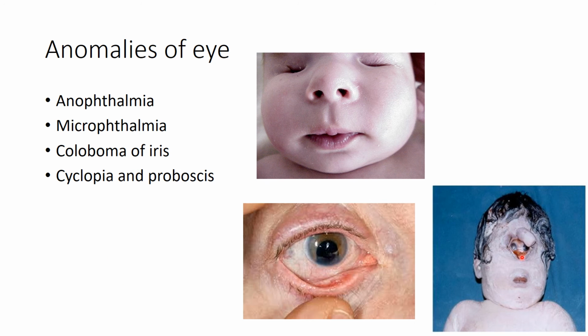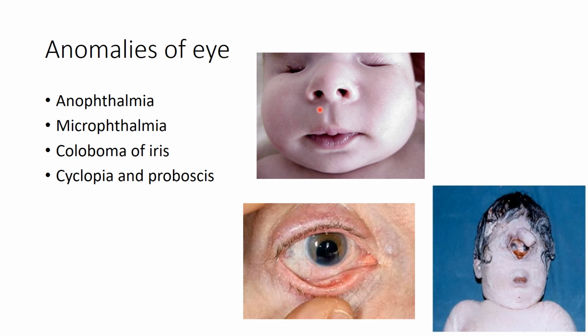Cyclopia is presence of a single eye in the midline on the forehead, and proboscis refers to the presence of a tubular appendage which resembles the trunk of an elephant, with the absence of the nose in the area between the eye and the mouth.